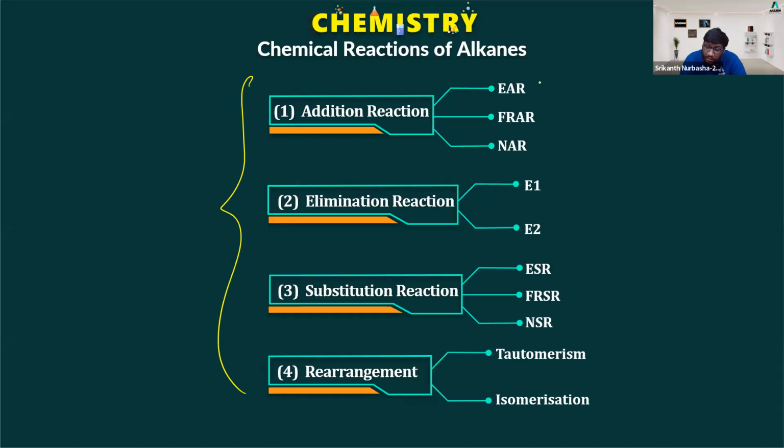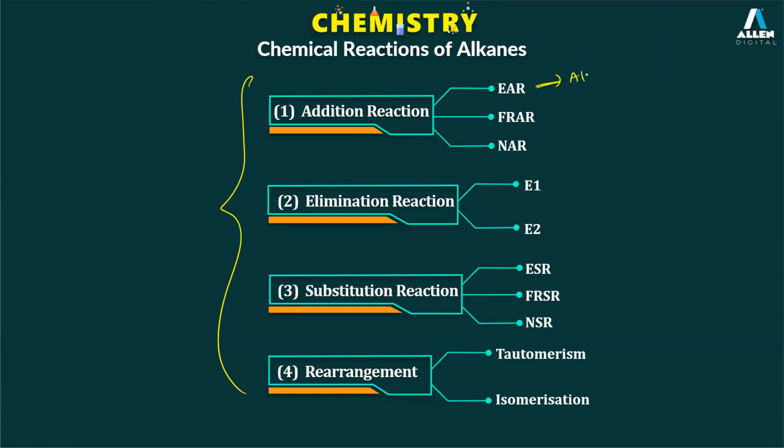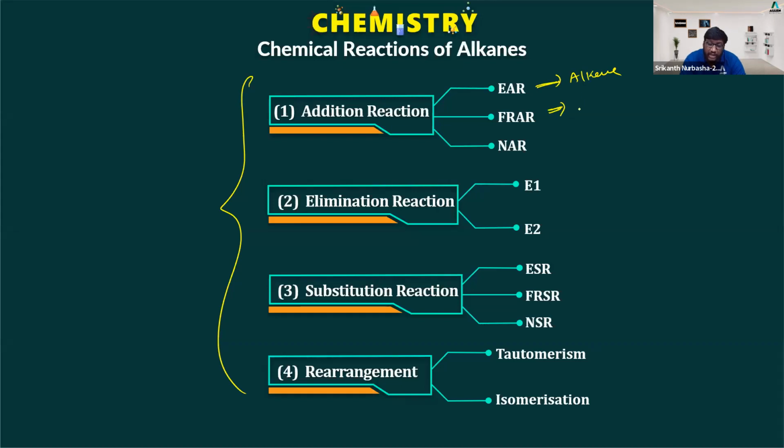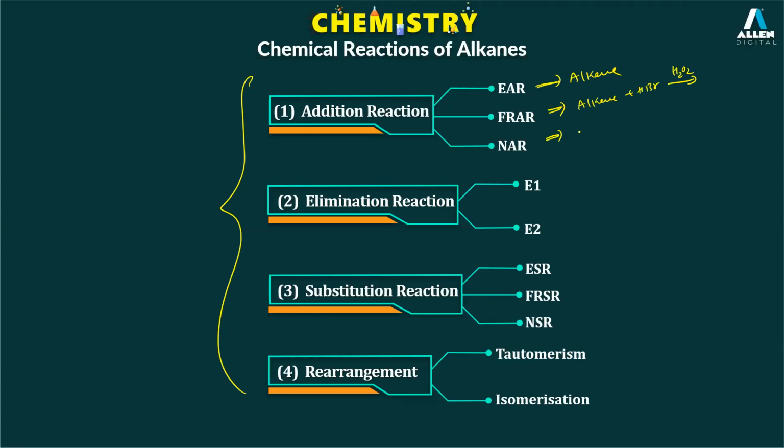Can anyone say electrophilic addition reactions are undergone by which compounds majorly? As we have already discussed, electrophilic addition reactions: alkenes, alkynes, very good. Free radical additions, example, you can take alkene in the presence of HBr with peroxide, H2O2. Nucleophilic additions: carbonyl compounds. Carbonyls, very good.